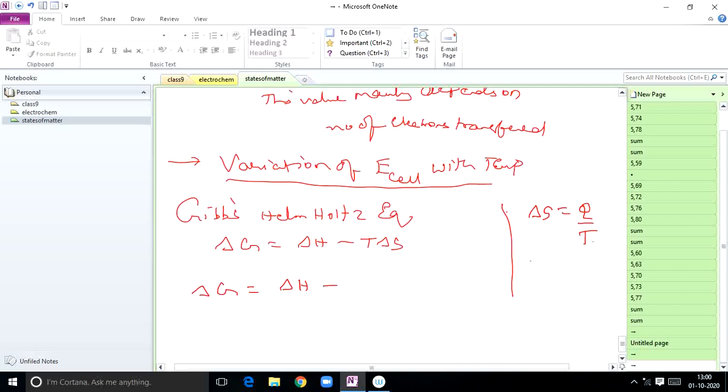This one you know. Next, Q is equal to T delta S. Okay. Next, you know, G is equal to H minus TS. So if you take dG by dT, G is equal to H minus TS.